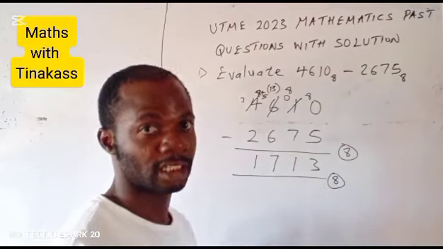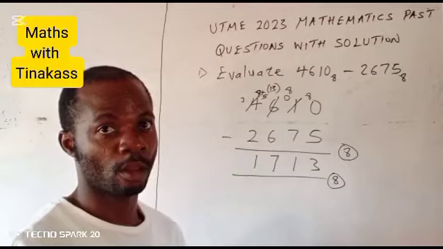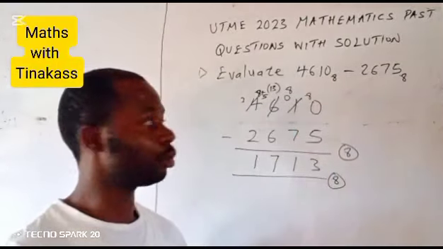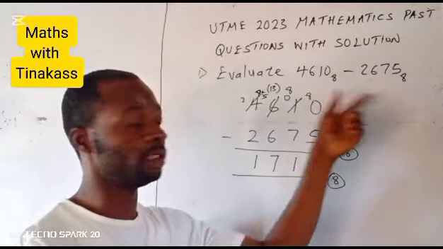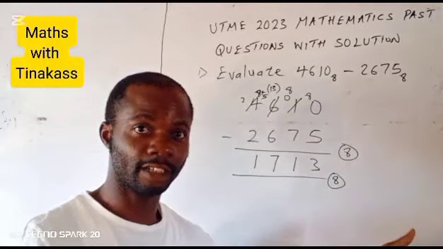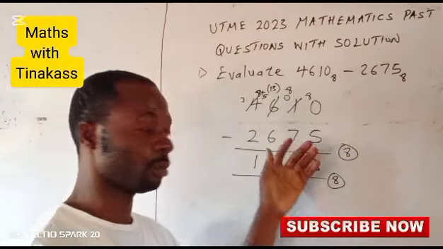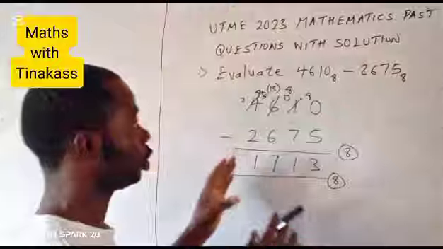You can see that it's as simple as ABC. So if it is base 7, you will do the same thing. What you will borrow will not be 8. If it is base 7, you will borrow 7. If it is base 6, what you will borrow is what? 6, and so on and so on. You will agree with me that this one is very simple. So that's the solution for number 1.